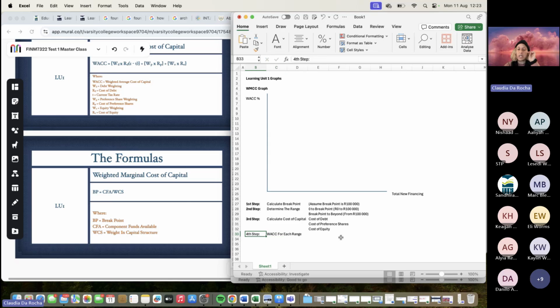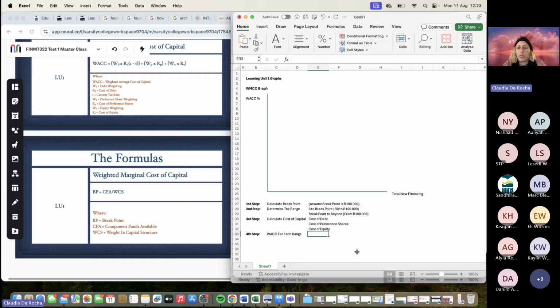Okay, sometimes in your question, they might have asked you this part first. So they might say, calculate the cost of capital, and you've got to calculate for each item. And then you would go first step, calculate break rates, determine the range, etc. But if you had to do it from scratch, we first get the break point, we determine the range, we then calculate cost of capital, then we do the WACC for each range. Okay, so it depends.